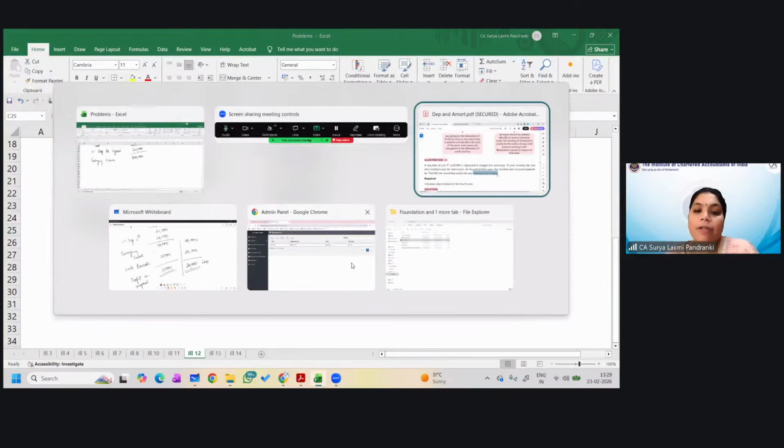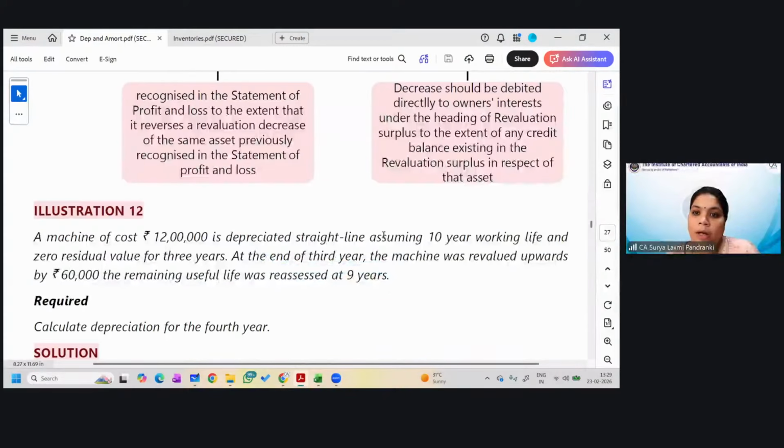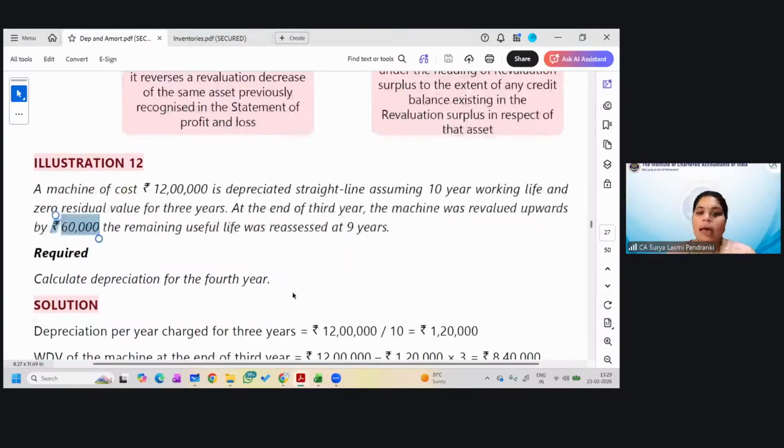Now what did they say? After 3 years, what happened? Look at the question now. The machine had an increase in value. Revaluation means what? Suppose when you're using an asset, you come to know that the asset value has changed. The fair value in the market has increased or decreased. When the value has increased or decreased, you will have to do the revaluation. The standard is giving you an option to revalue the asset and show it at fair value.